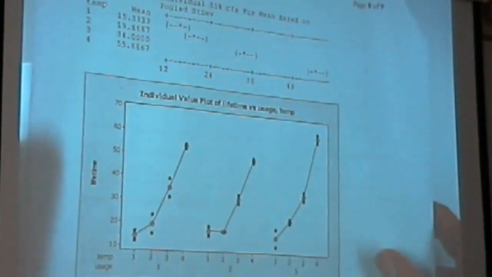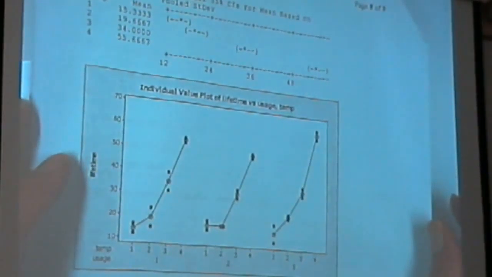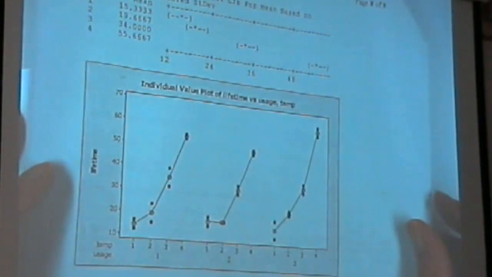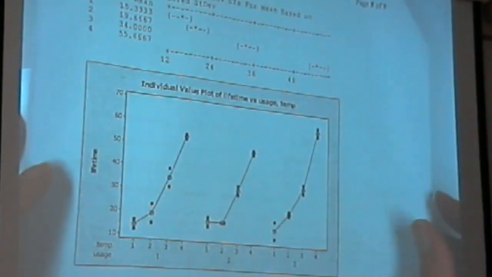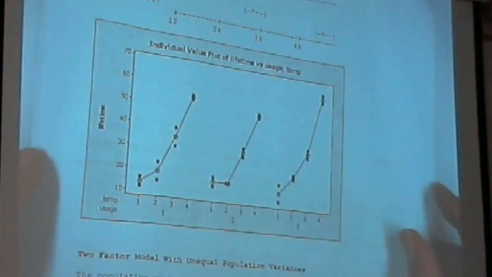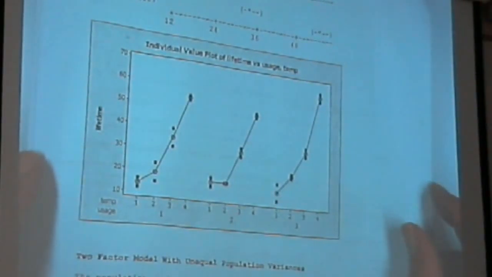And here it is. Then on the next page, page 8, there's a similar kind of plot for the other variable, temperature. And then finally there's the plot of the data, which it calls an individual value plot of lifetime versus usage and temperature.